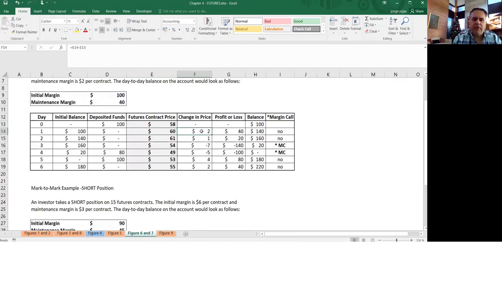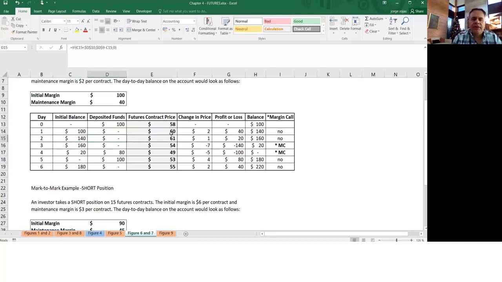Since you have a long position and you have 20 contracts, your profit is going to be $40. These $40 are added to your account, so you have 100 in the morning. You end up the day with a profit of 40. So your balance at the end of day 1 is going to be 140. Since this number is above $40, you do not have any margin calls. So next day you start with $140. You do not have any margin calls.